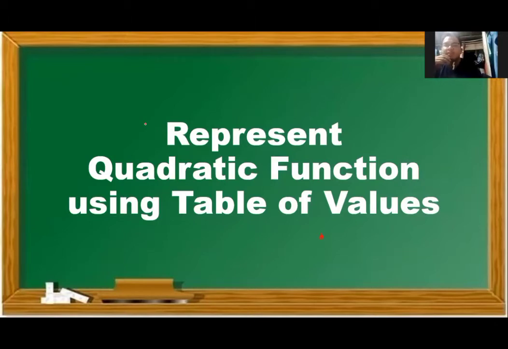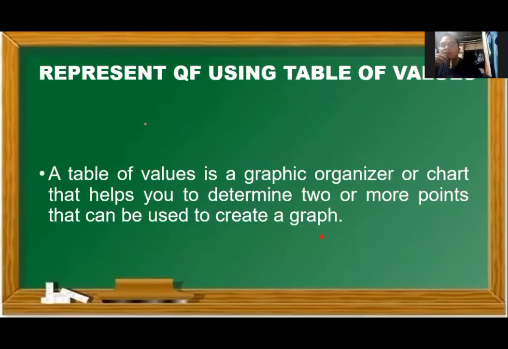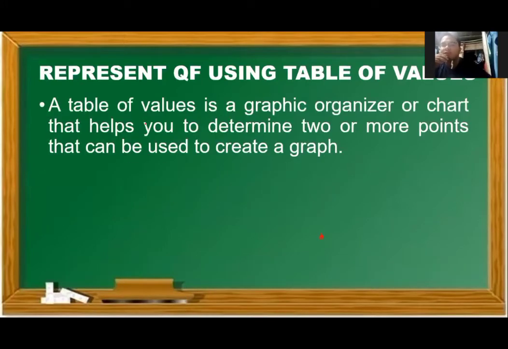My name is Warren, and I'm from group 10 also. I will be discussing one of the ways of representing quadratic functions, which is using a table of values. So what is a table of values? A table of values is a graphic organizer or chart that helps you determine two or more points that can be used to create a graph.